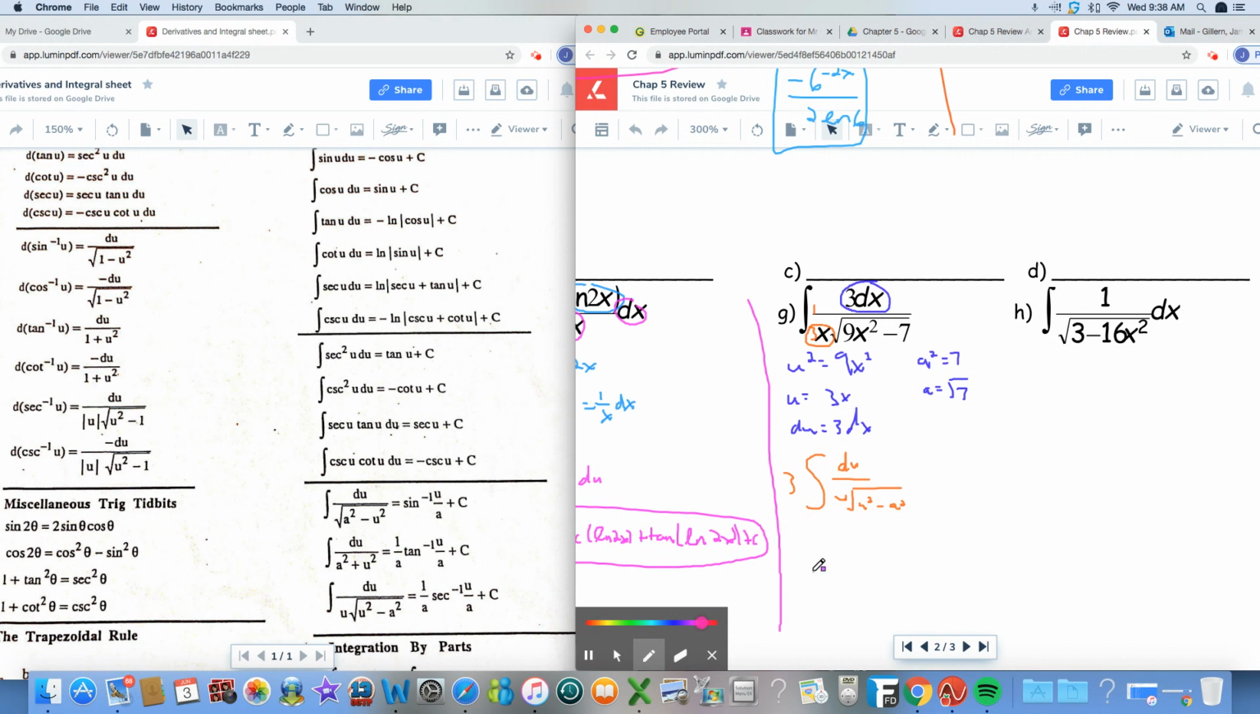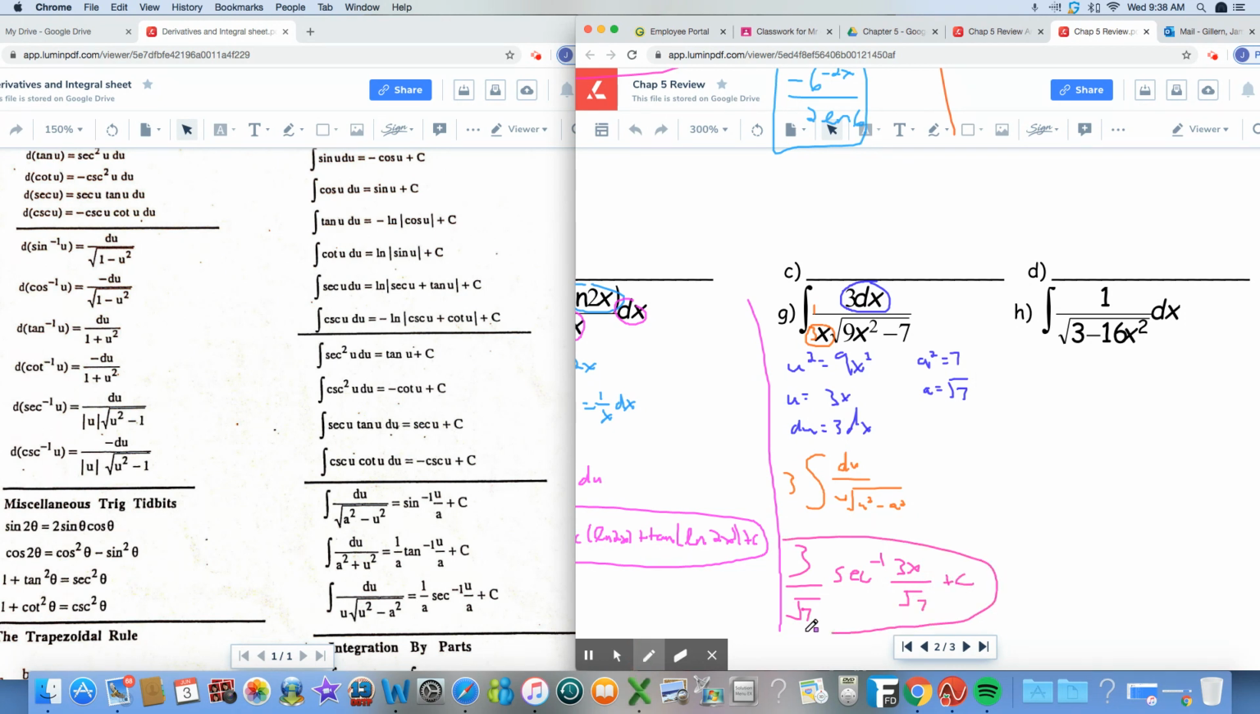All right, change color one more time. Now I just follow the recipe. 3 times 1 over a, which is the square root of 7. 3 times 1 over root 7 is just 3 over root 7, just combine that. Inverse secant of u, which is 3x, over a, which is the square root of 7, plus c.